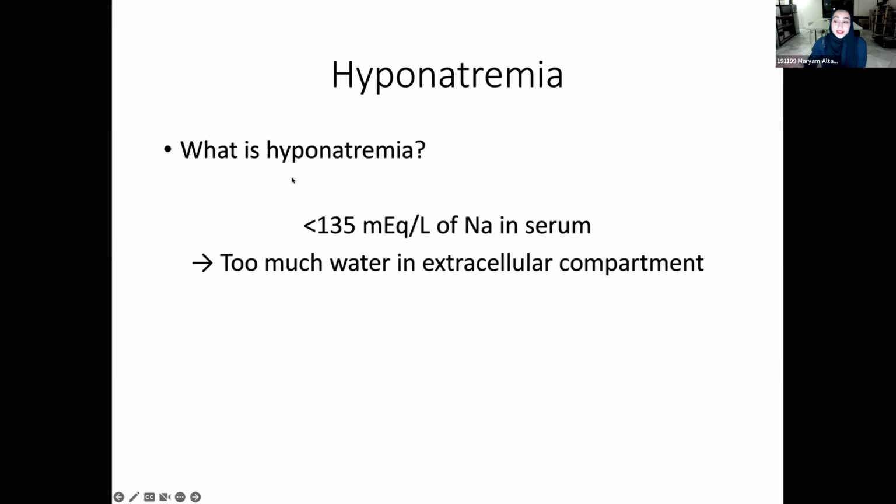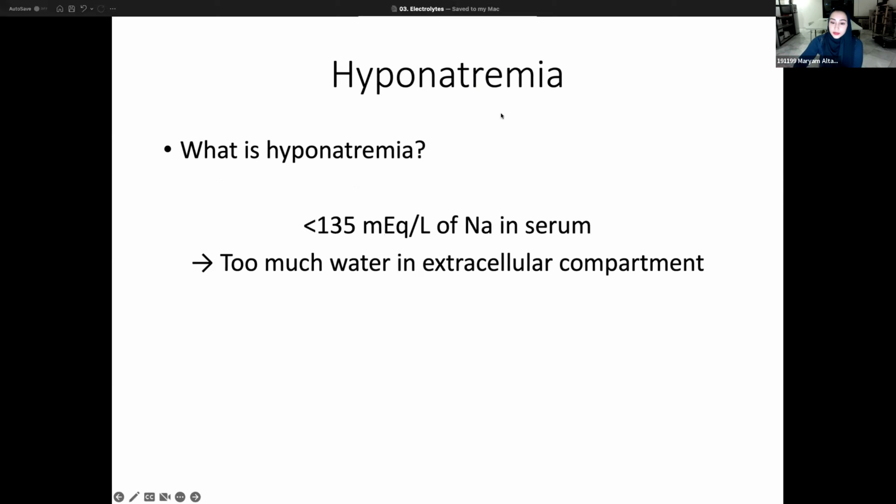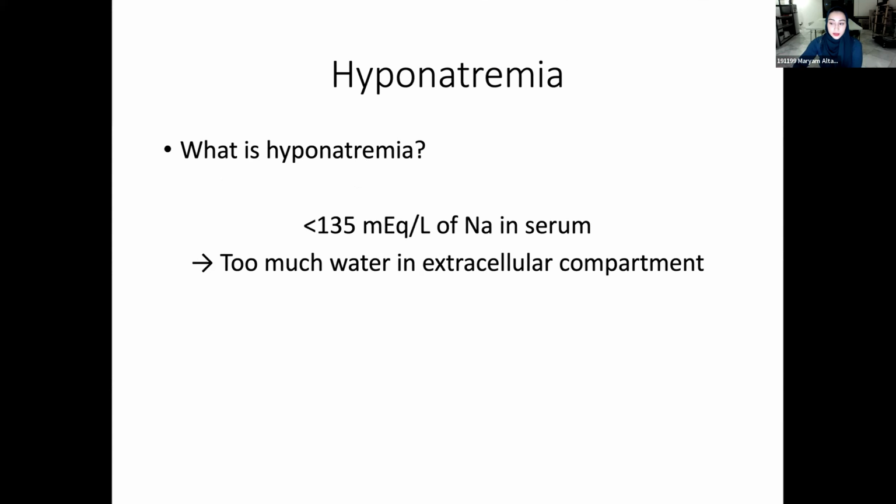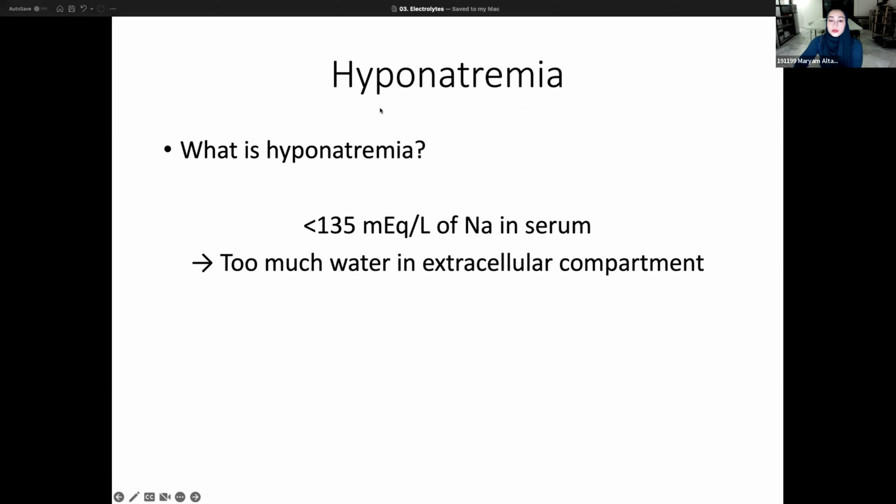First, what is hyponatremia? Hypo means low. Natrium comes from the old word for sodium, like I told you, that's why it's called Na on the periodic table. And emia is presence in blood. So low sodium presence in blood.